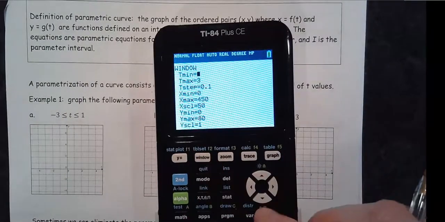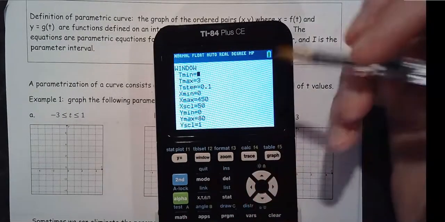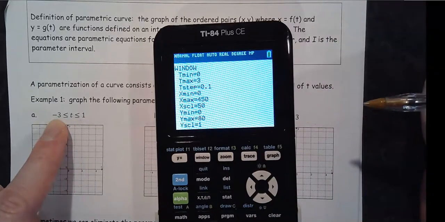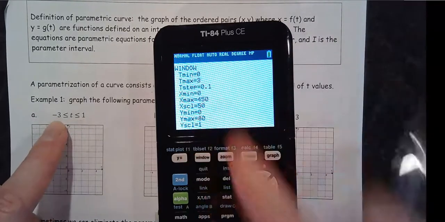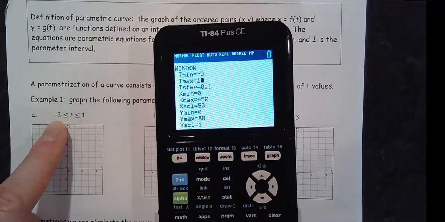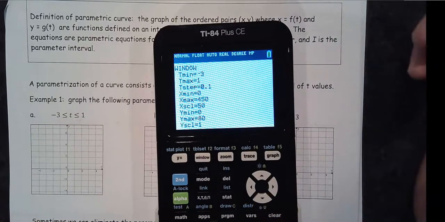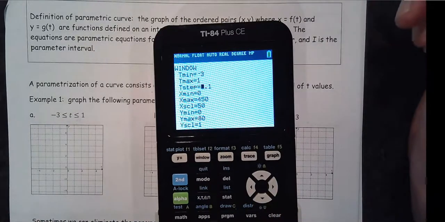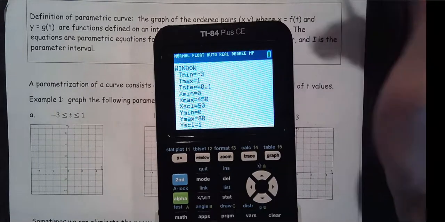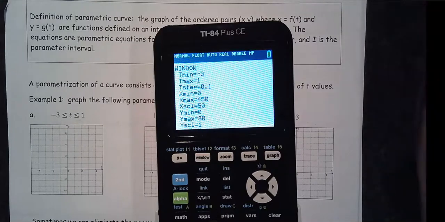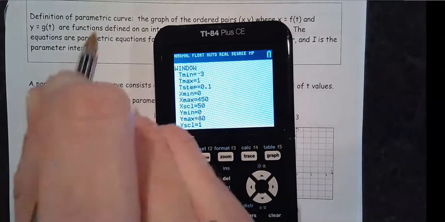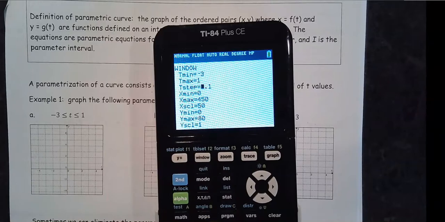So go to window. I'm not sure what yours is going to be here, but here are my intervals from -3 to 1. So my t min would be -3. My max is 1. I'm going to make my t step 0.1 to make it smoother. If you do 1, it's kind of choppy. It looks like it consists of a bunch of straight lines, like if you're playing connect the dots, like the child's picture, and sometimes it's not real smooth. It's just a bunch of straight lines.